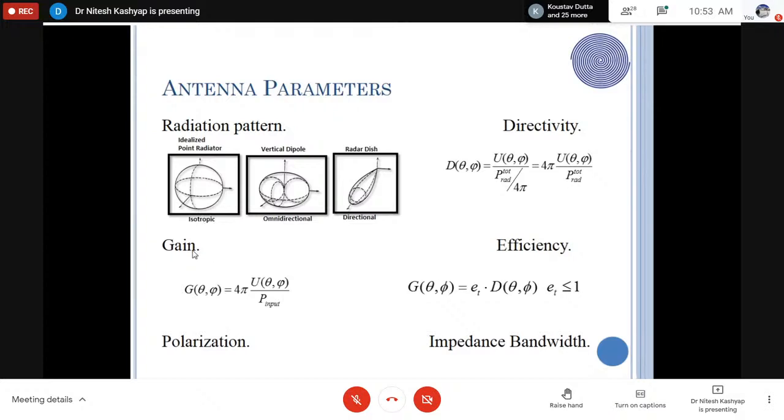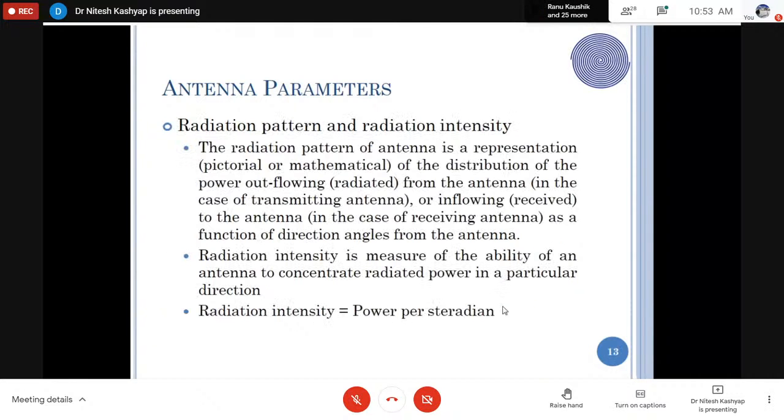The second parameter is gain. The gain is basically where the radiated power we divide by the input power. And the third ones are polarization, directivity, efficiency, and impedance bandwidth. I will explain them one by one.